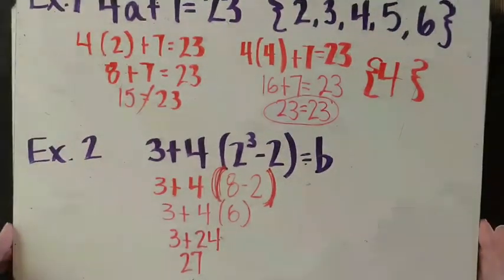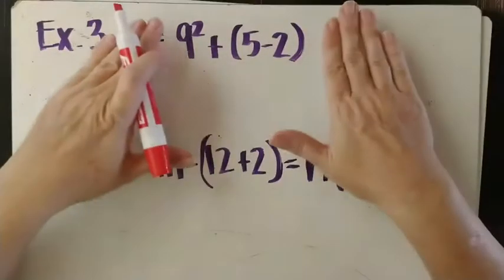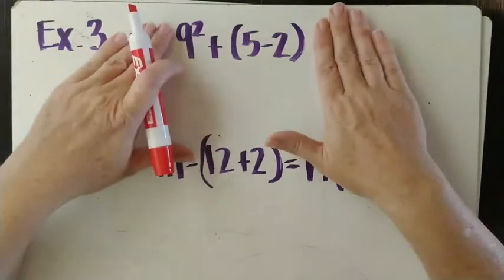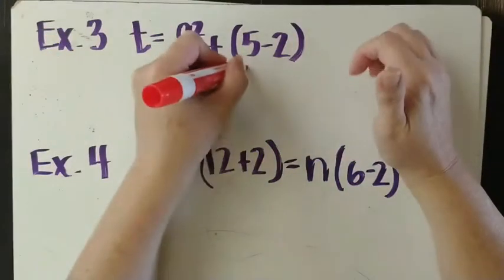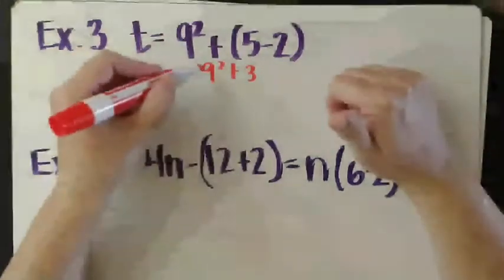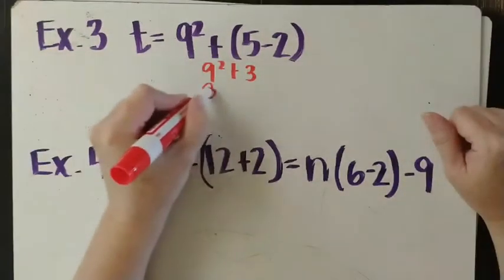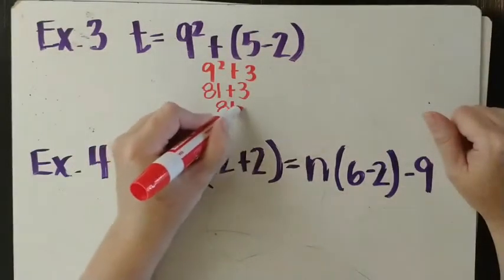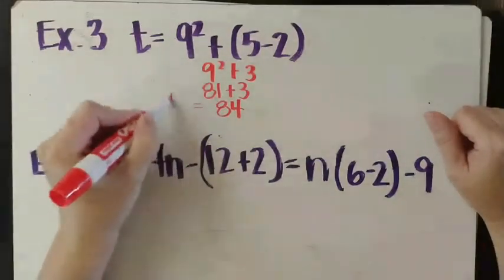Now let's go on to example 3. This is similar to the last problem we had in that we have an expression, except it's on the right this time. So go ahead and simplify your expression. Start with parentheses first, and that would be 3. Bring down your 9 squared. And your next step would be to square your 9. Then you have 81 plus 3. Add those together, and you should get 84. And this equals t.